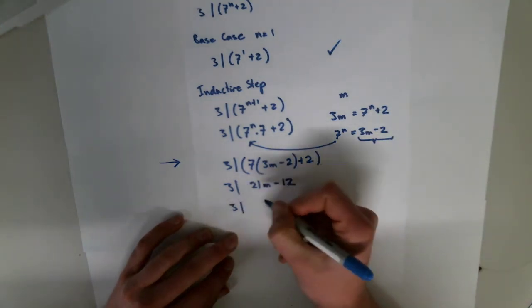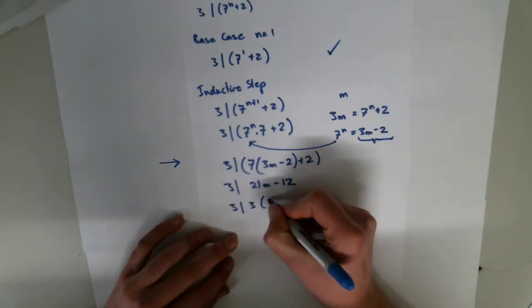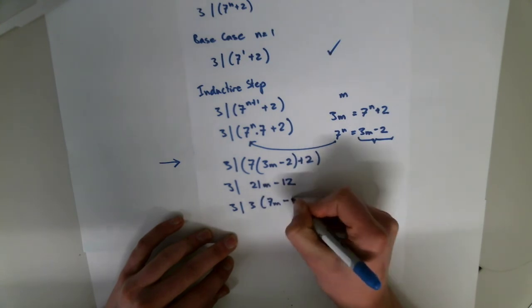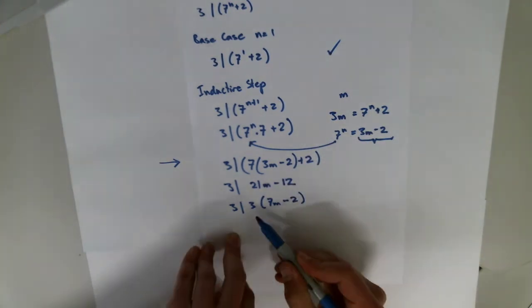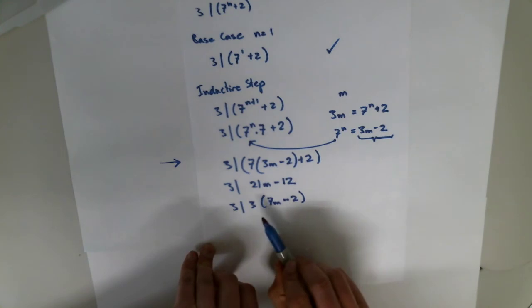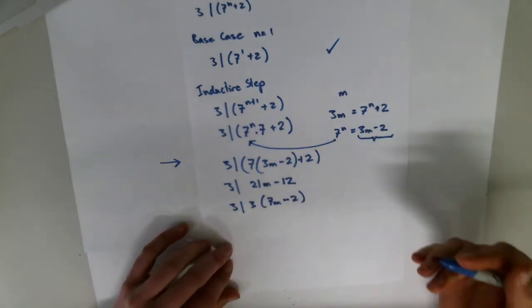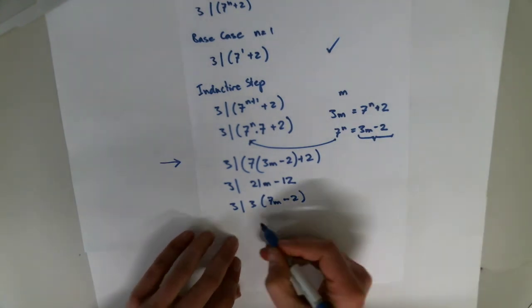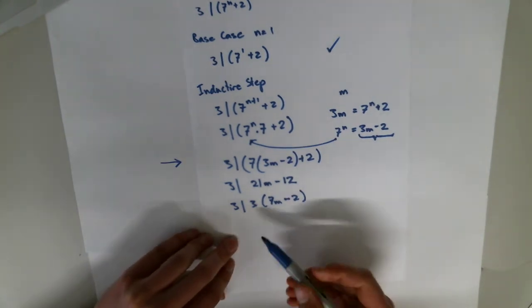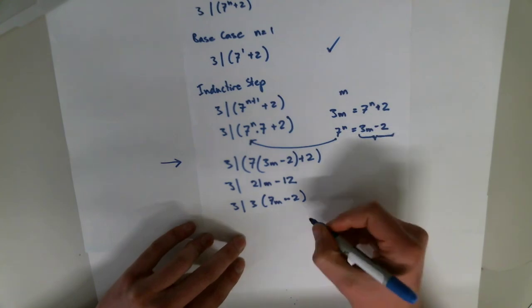What we can see here is that both 21 and 12 are divisible by 3. So we can pull 3 out as a common factor, and we're going to get 3 times (7m minus 2). Because whatever we put in here is going to be multiplied by 3, our resultant is also going to be divisible by 3. So this is the end of our inductive proof. We've shown that everything in here will be divisible by 3.